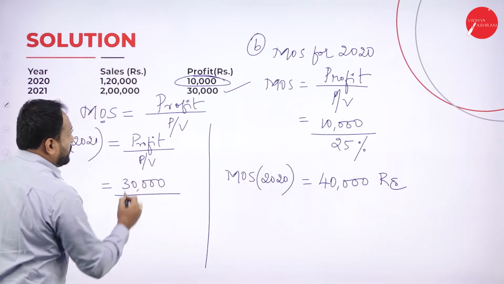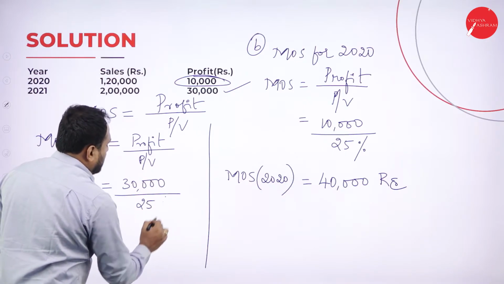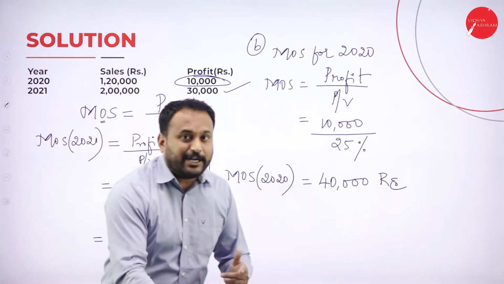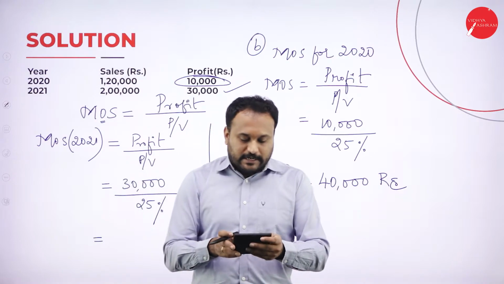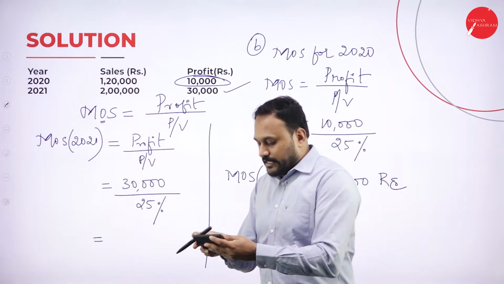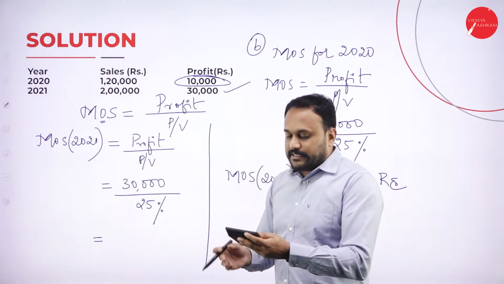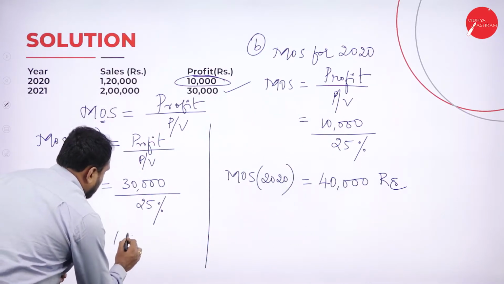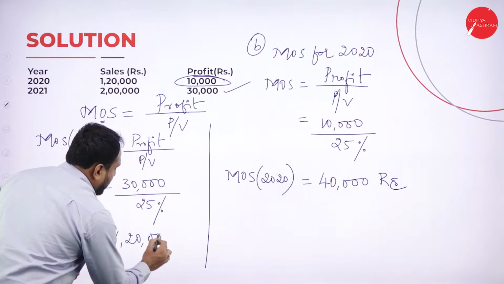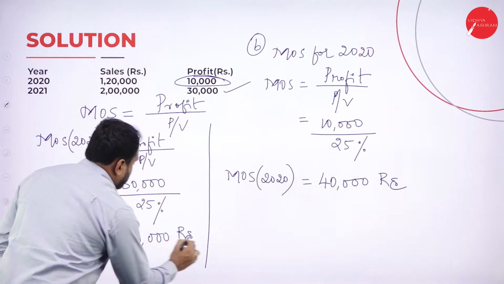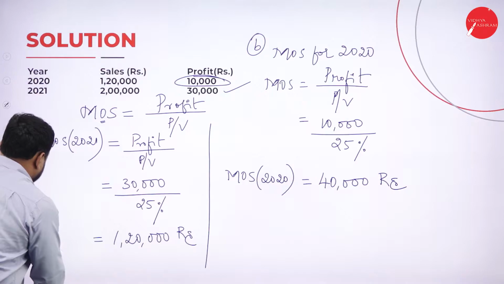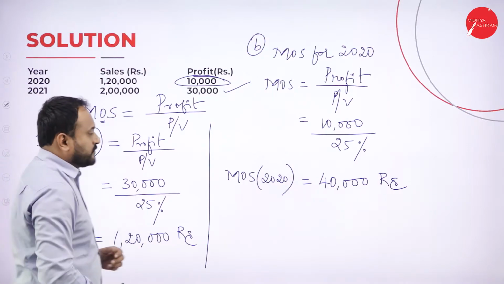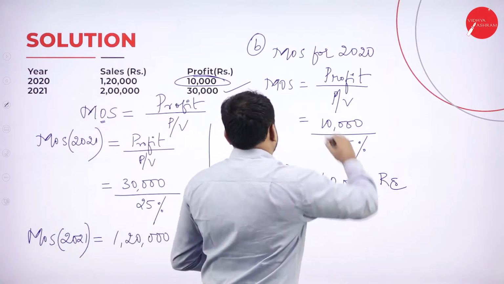So I'll write here 30,000 divided by, what is my PV? 25% is equal to. Now 30 divided by 25% is what you should do. I'll write here 30,000 divided by 25% is 1,20,000 rupees. So this is my MOS for 2021. So I'm done with the B also.